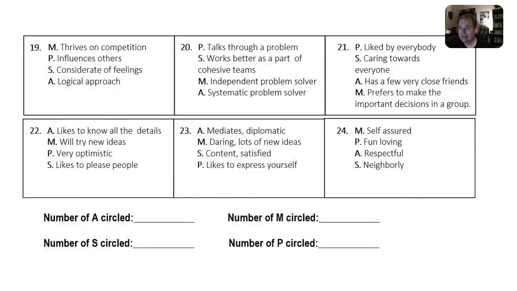Okay, you should have 18 tally marks now. Let's go to the last questions. Here we have questions 19 through 24. So go ahead and pause the video now and make your little tally marks. When you're done, you should have 24 tally marks, either next to A, M, P, or S, or a combination of.